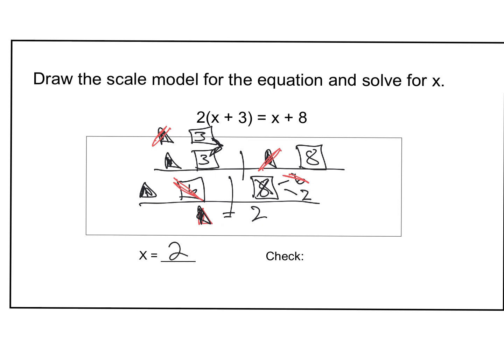We're going to put that into the check. So 2 times the quantity of x plus 3, so our x is 2 plus 3, is equal to x plus 8. Parentheses first, so 2 plus 3 is 5. 2 plus 8 is 10. And 2 groups of 5 is also 10. And that checks.